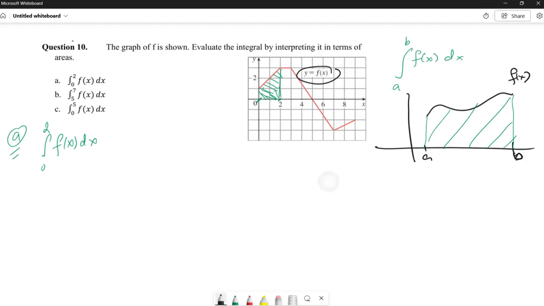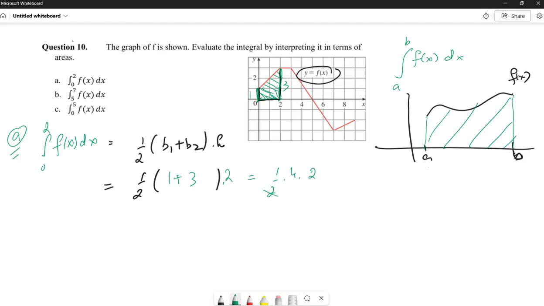Now this shape is a trapezoid. One method of finding a trapezoid area is half the sum of the bases times height. In this case, the two bases are 1 and 3, times height 2. So that's going to be half times 4 times 2. The answer is 4. So you can do it like this.